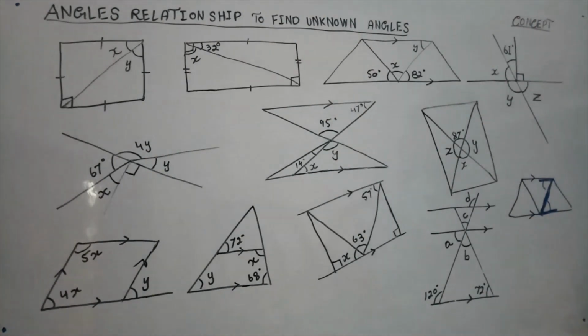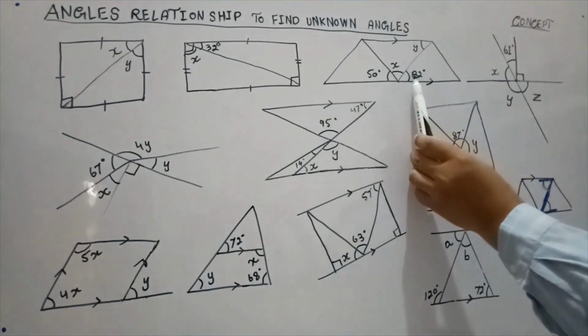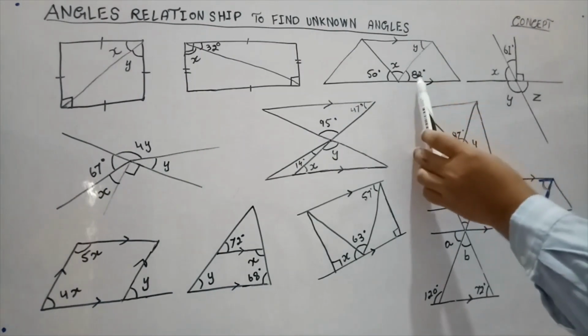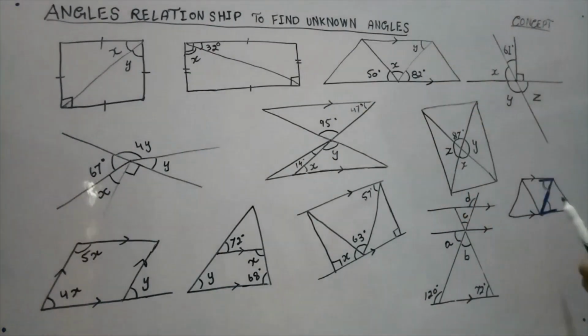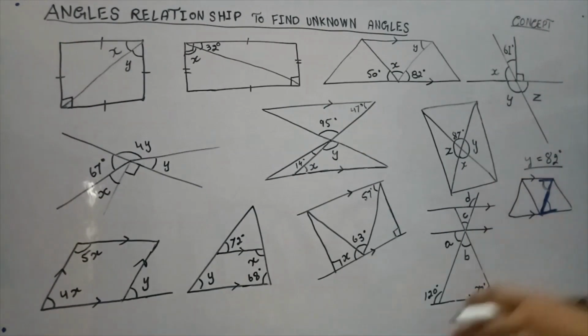I have just told you here, we have alternate angles. It means that this angle will be equal to that angle. Here this angle is given to us, which is 82. So this angle will be equal to that angle, so y will be equal to 82. Let me write it. Y is equal to 82 degrees.